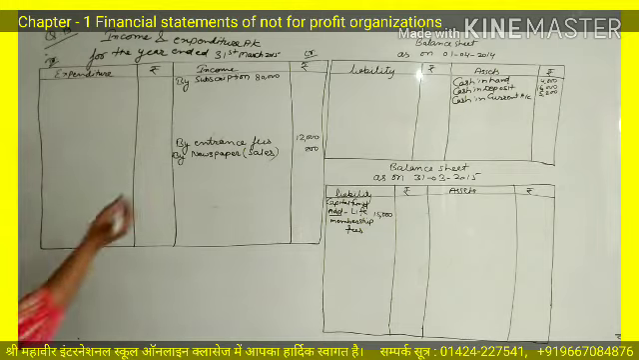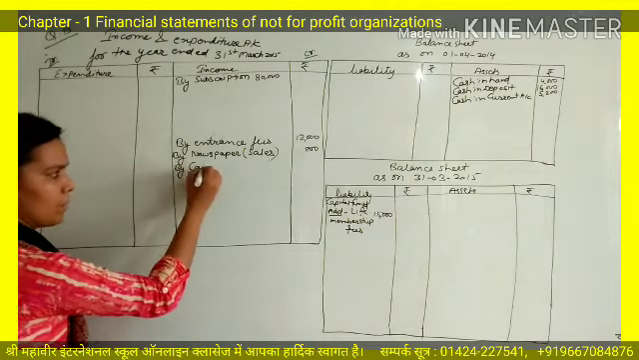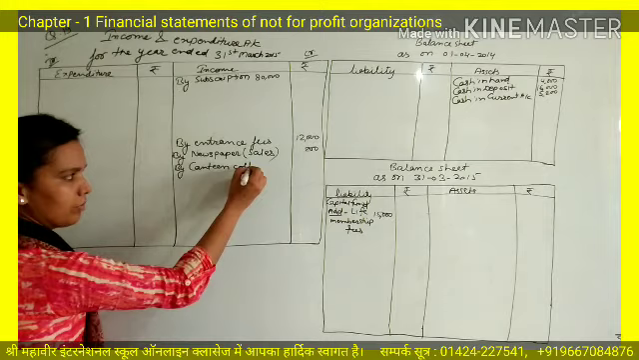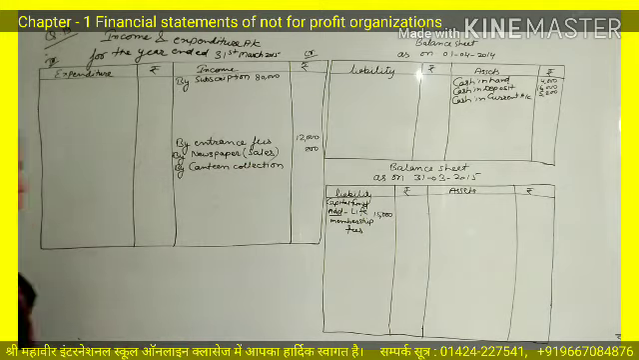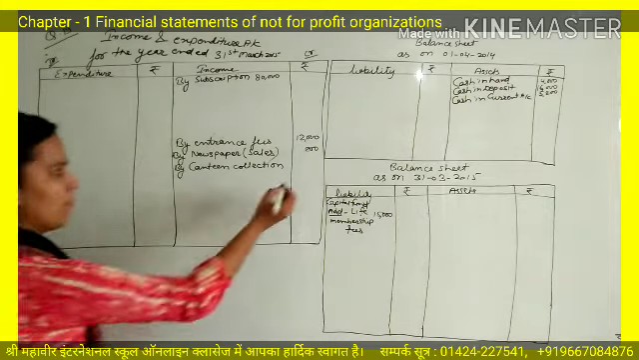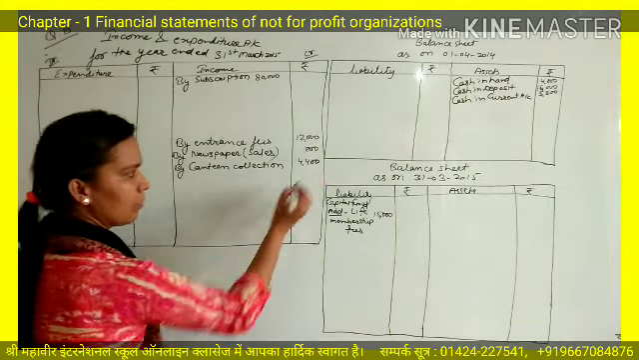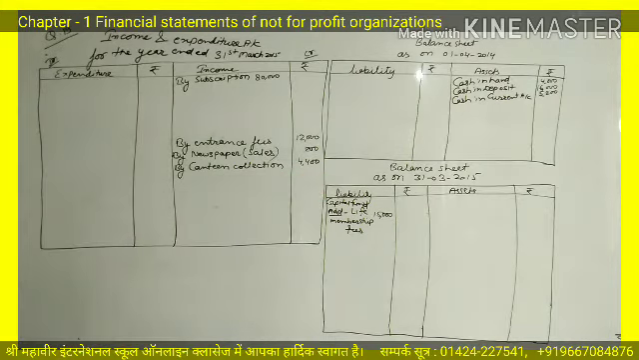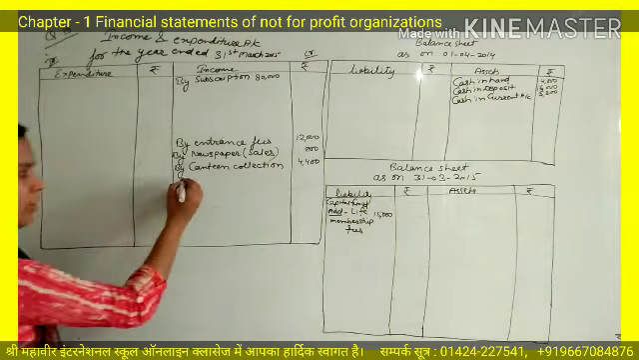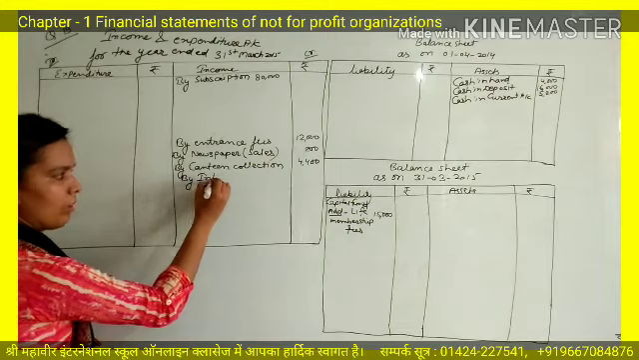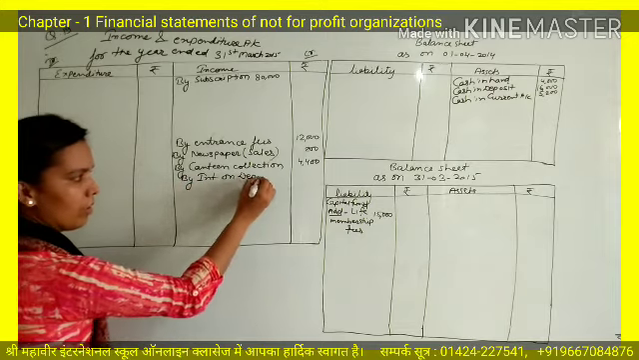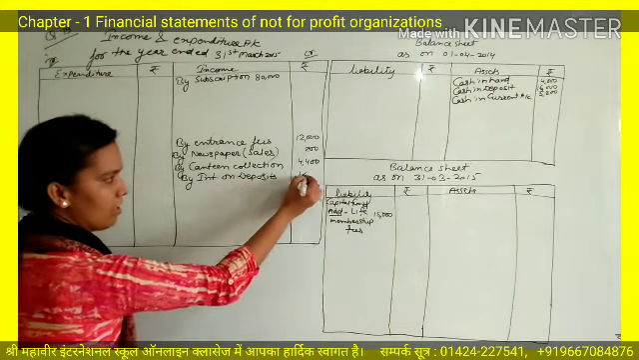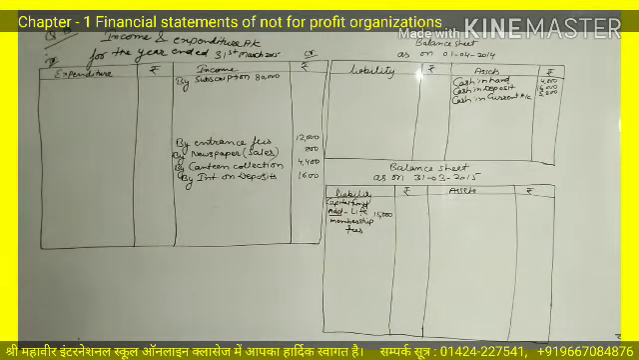Canteen collection, this is also related to income and expenditure account. By canteen collection, 4,400. Next point, interest on deposit. Interest on deposit, this is also a kind of revenue income. By interest on deposits, that is 1,600. Let's move on to the payment side now.